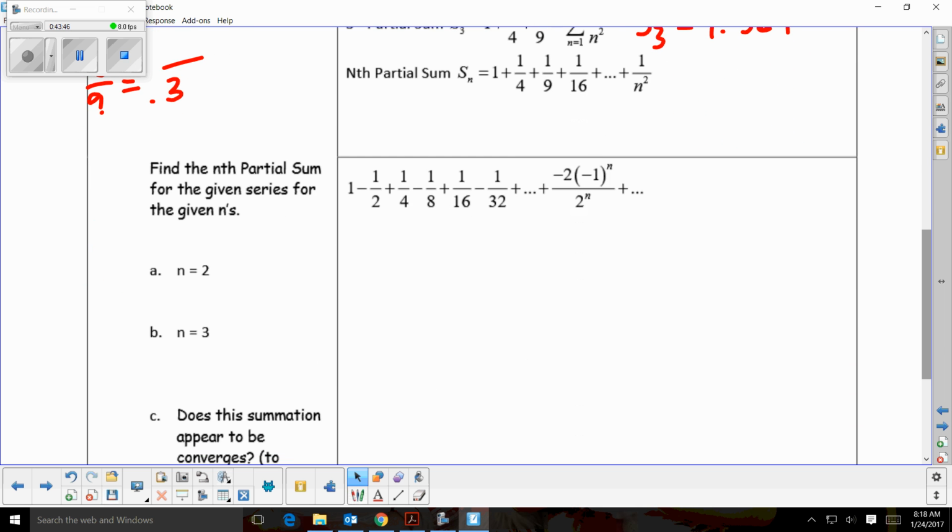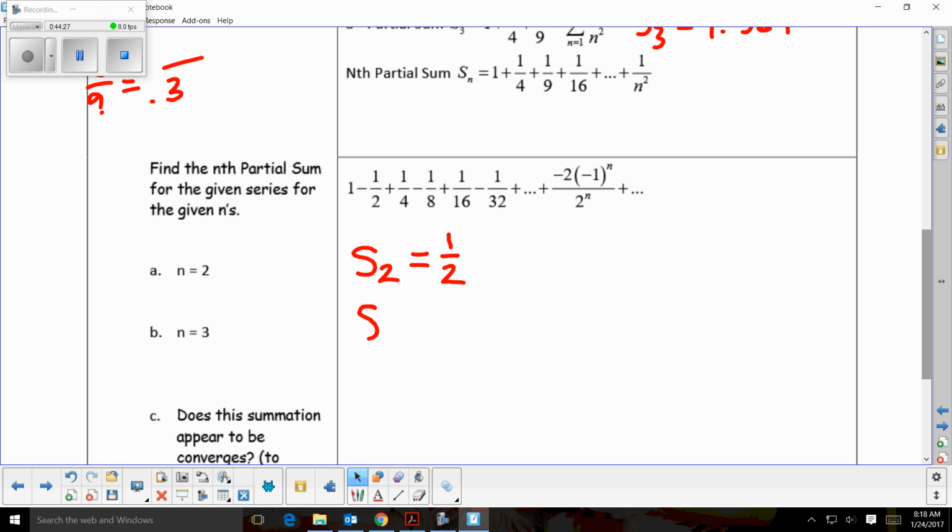So here it says, find the nth partial sum for the given series. So try for n equals 2 and tell me what you get. And try for n equals 3 and tell me what you get. And you don't have to write the summation from 1 to 2. Just put S of 2 equals, give me a value. What'd you all get? 1/2.